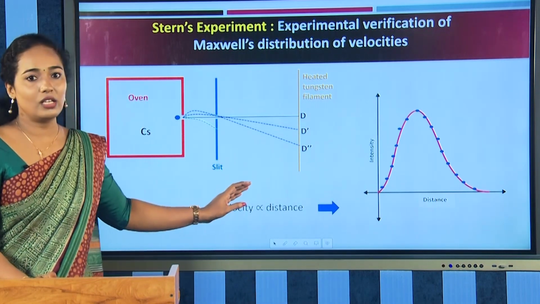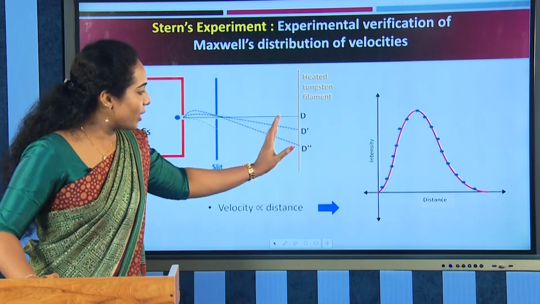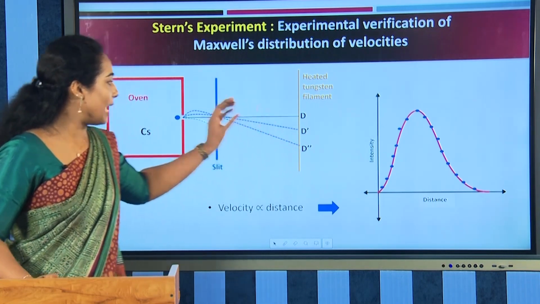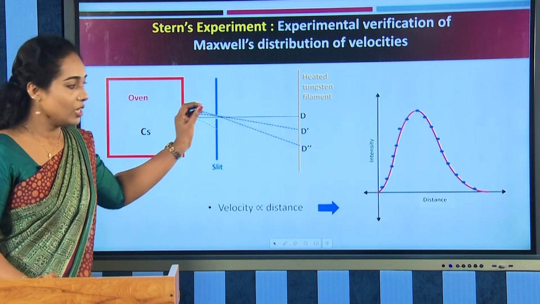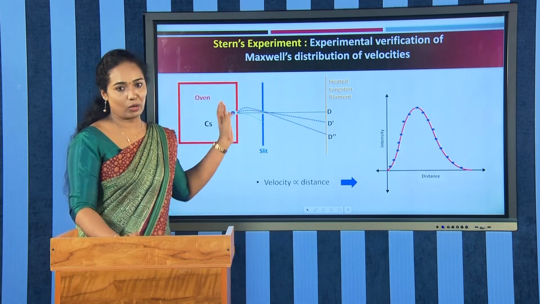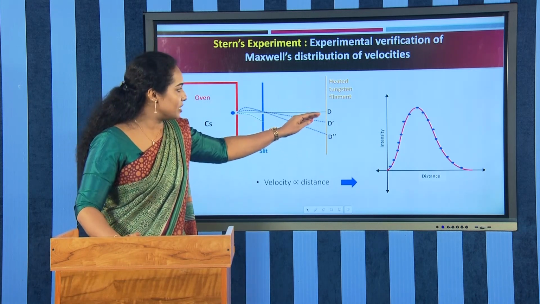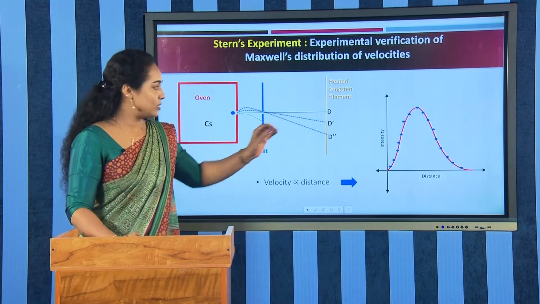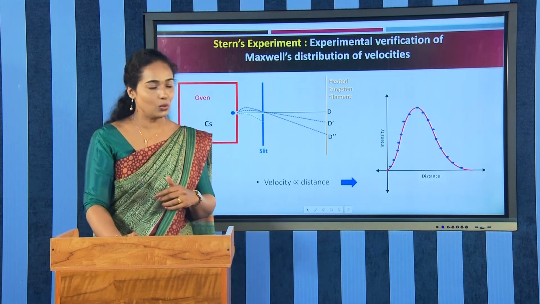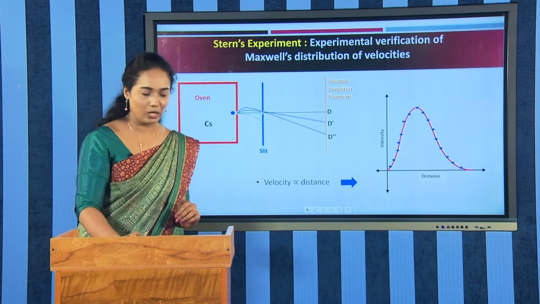So, what we can conclude here is that the density is proportional to the intensity, that means how many strikes we are receiving on this tungsten filament, that means those strikes have gas molecules with that particular velocity. So, the intensity of the peak corresponds to density, and that relates to the velocity of the gas molecules, and the distance from D, that is, if it is near D it will have a smaller velocity, and at D dash it will have a greater velocity. So, distance is proportional to velocity, and this is the experimental verification for Maxwell's distribution of molecular velocities.